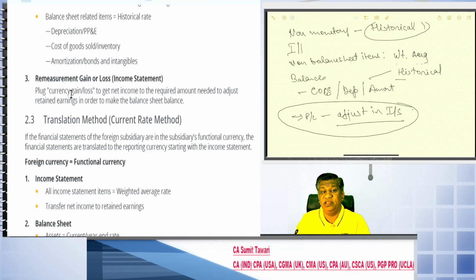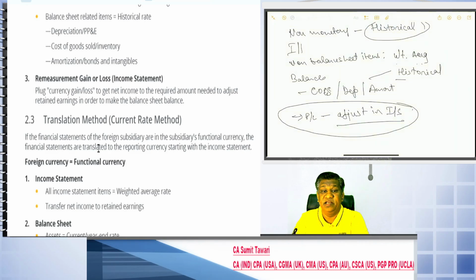So why does the currency gain and loss arise? Because when you are converting the INR balance sheet to any foreign currency balance sheet, you are not using a single rate. Sometimes you use the weighted average, sometimes the closing rate, and sometimes the historical rate. That's why certain differences arise, and that difference we need to rotate through the income statement.